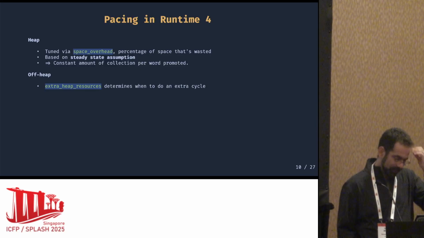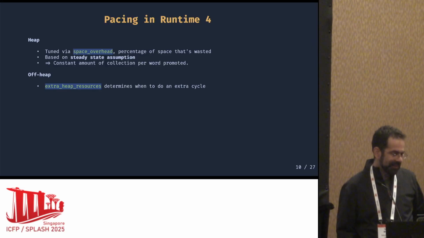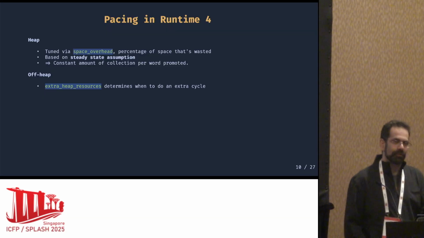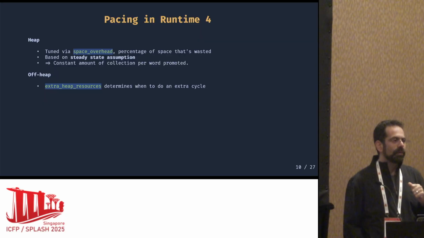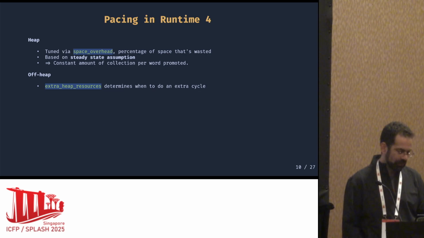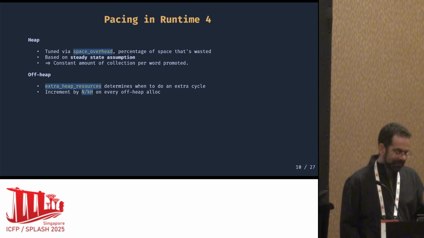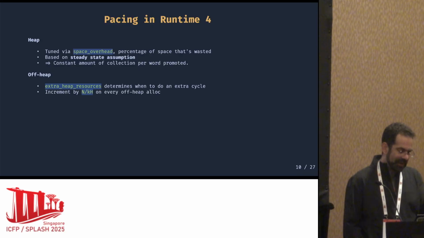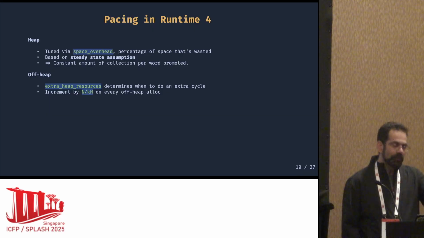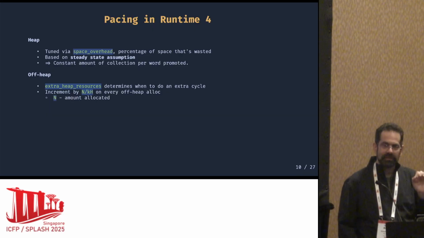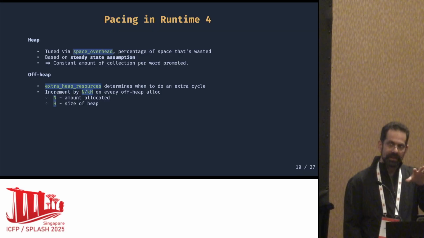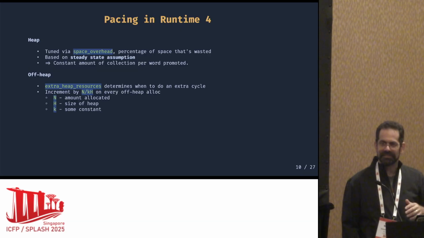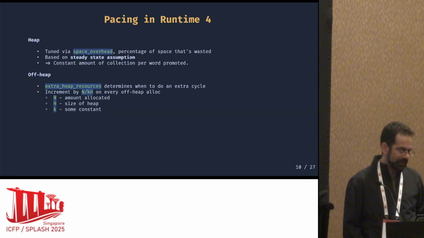Well, here's what we did, or what the long ago Damien Doligez did. There's an extra number called extra heap resources. Think of it as a number that goes from 0 to 1, and we're going to use this number to determine when we have a whole extra cycle worth of work to do. So we're going to increment this extra heap resources by this little n over kh equation every time we do an allocation. So n is the amount allocated by that allocation, H is the overall size of the garbage collected heap, and k is some constant which is going to tell you how fast you should be going.